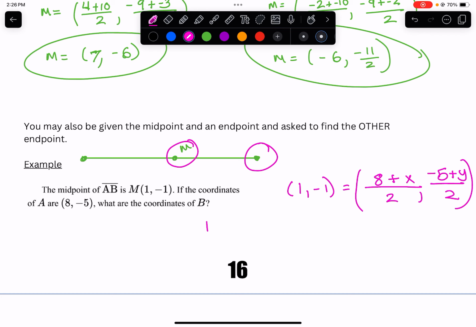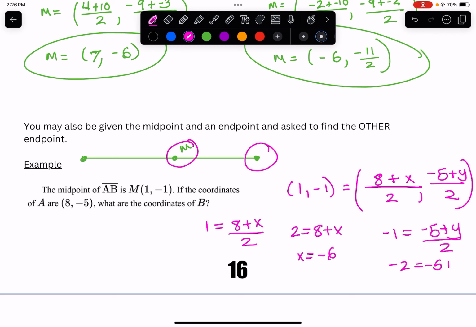So our x value is 1 equals 8 plus x over 2. So we're going to get 2 is equal to 8 plus x. So x will be equal to -6. And then similarly, we'll set up the y. So we have -2 equals -5 plus y. So y will be equal to 3. So the other endpoint must be -6, 3.